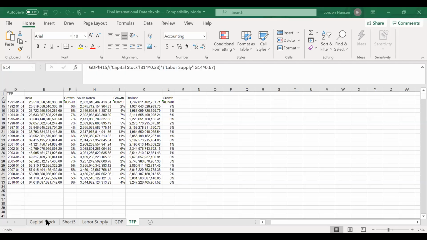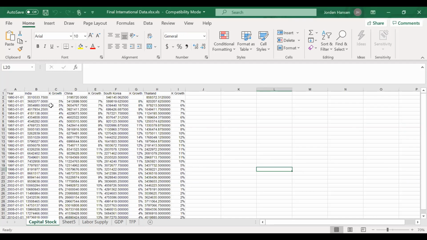Sorry, I was trying to unmute myself so I could explain what I did. Mine pulls from different sheets, so my capital stock is on this sheet. Oh, I see. Let me first show us India, 1980. You have this number, right? This number is most likely probably like $1,000, right?